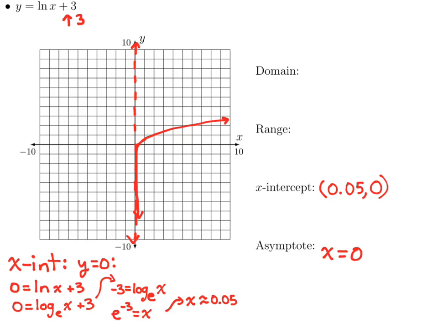Swoop your way on up. The domain is all the numbers to the right of the asymptote, just like always for any logarithm graph. And the range is all real numbers. Boom, chicka boom, we are done. We have finished these notes. We now have mastered e.